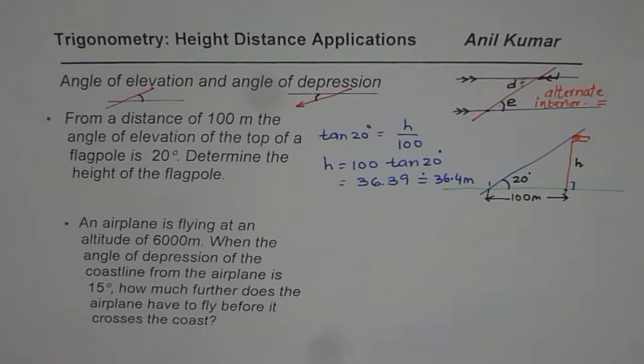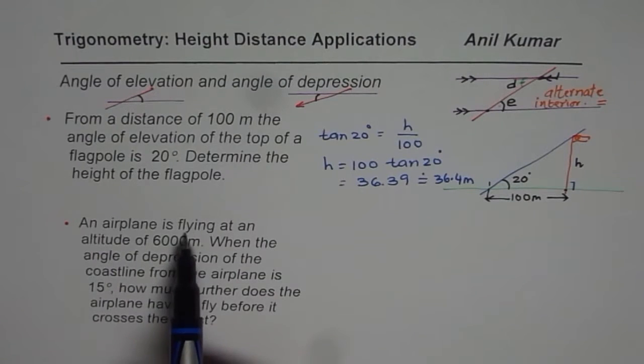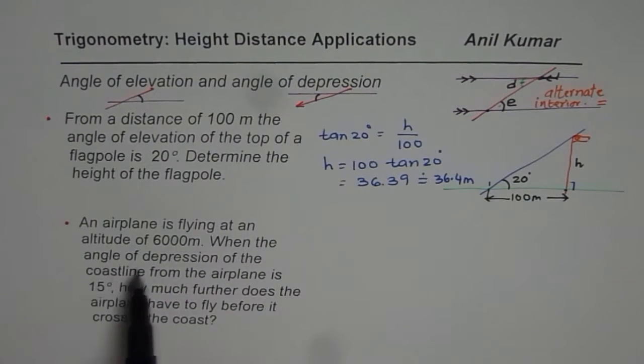Now let's look into the next question, which is similar but from a different angle, and this time we'll discuss depression, okay? Angle of depression. The question here is, an airplane is flying at an altitude of 600 meters. When the angle of depression of the coastline from the plane is 15 degrees, how much farther does the airplane have to fly before it crosses the coastline?